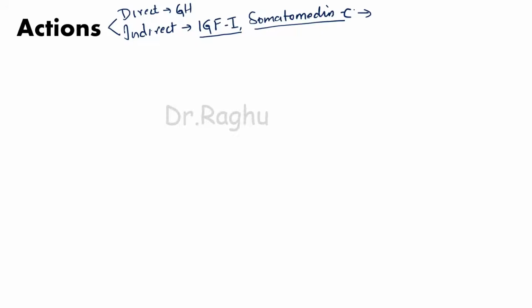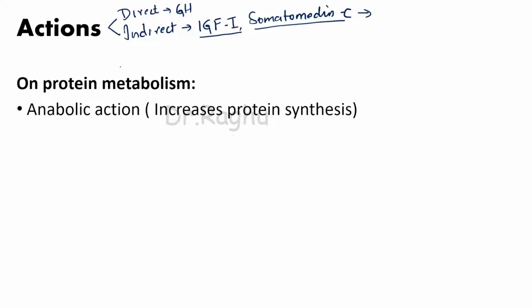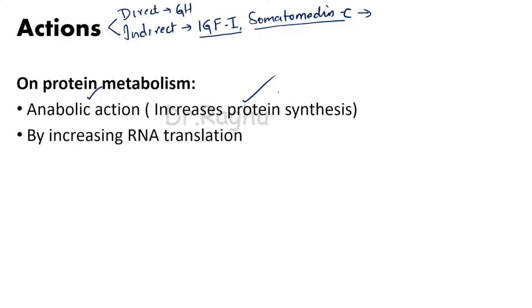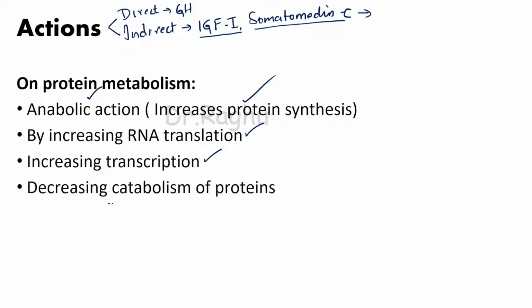So first let's try and understand the direct actions. The first action is on the protein metabolism. What is the action of growth hormone on protein metabolism? It is an anabolic action. That means it is going to increase the protein synthesis. How does it do that? By increasing the RNA translation, by increasing the transcription, and also by decreasing the catabolism of proteins. So overall, the growth hormone is going to stimulate protein synthesis.